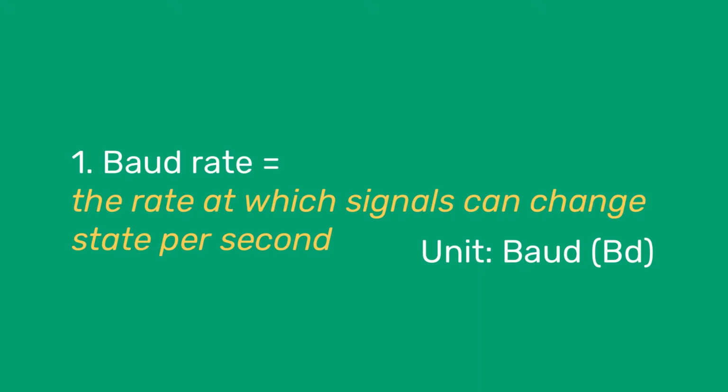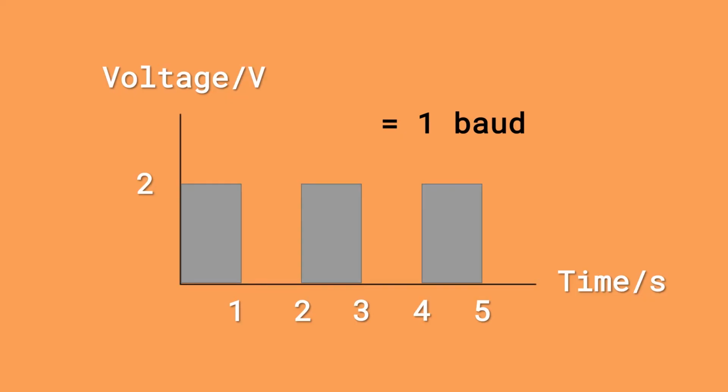Our first term is baud rate, which is the rate at which signals can change state per second. Its unit is the baud, shortened to BD. The baud rate is one term that can be used to describe the speed of transmission. If a port has a baud rate of only 1, the signal can only change once a second. The actual change occurs at the end of this elapsed second.